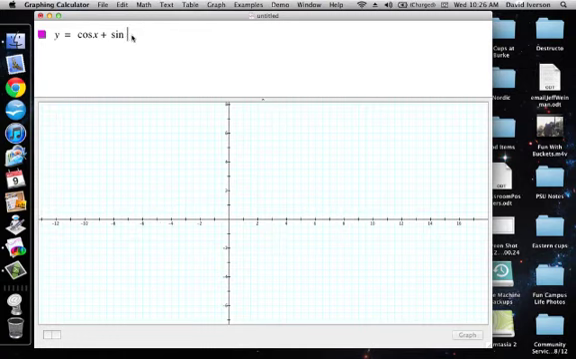But cosine x is an even function. X squared is an even function. So that should be an even function. And it is.